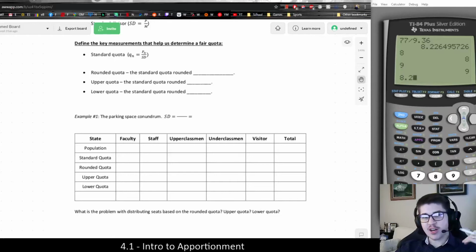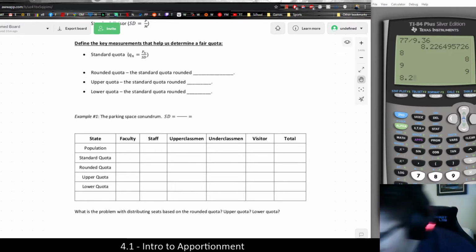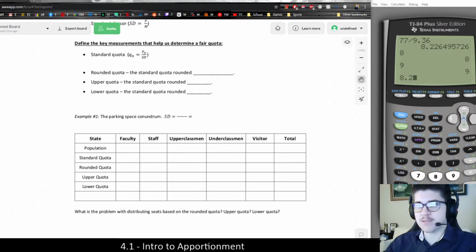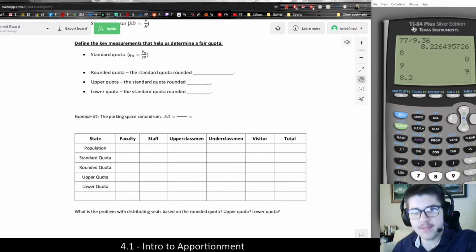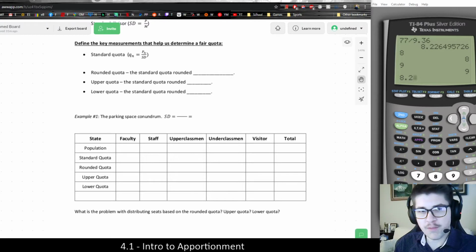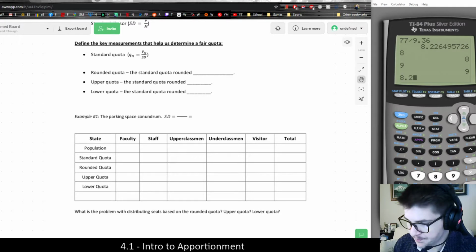In this video, I wanted to talk about what are the issues with rounded quotas and why can't we just use those? So let's return back to the parking space problem and let's just actually start doing an apportionment problem. In the last video, I was trying to set up the idea and all of the need-to-know terms and everything. Now let's actually get into the math.